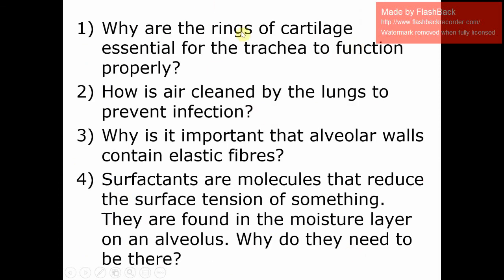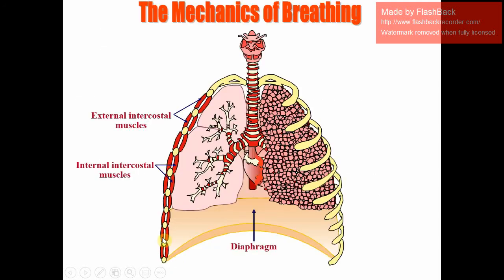Some questions here you could try in your own time. Are the rings essential? How is air cleaned? It's important that they are elastic. And then surfactants are molecules that reduce the surface tension, found in moisture. Why do they need it? The surfactant gets mentioned in your notes on page 9, and I'll come back to that in a minute.